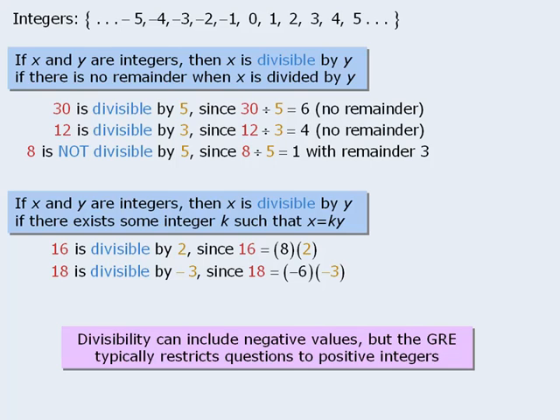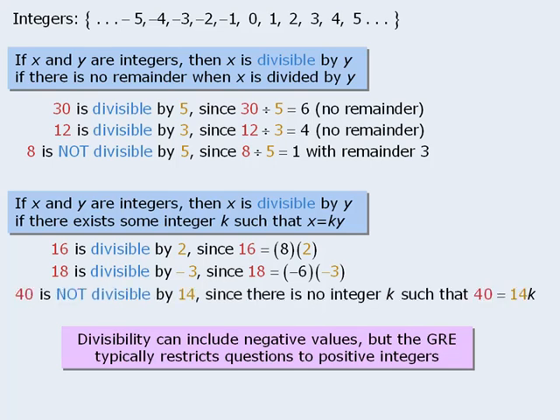Now, please keep in mind that although the concept of divisibility applies to all integers, the GRE typically restricts divisibility questions to positive integers. Okay, one last example. 40 is not divisible by 14 since there exists no integer k such that 40 is equal to 14 times k.